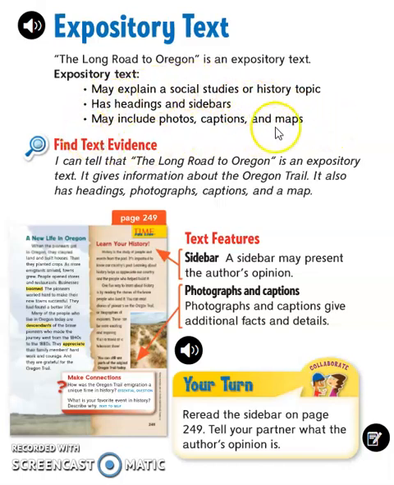Who knows what these things right here are called? You are right, Emery. Those are called text features. Okay, so there are things that help us to understand the story better. Right here on this little section of the page is a sidebar. Okay, so the sidebar isn't totally part of the story. It's just something extra that they added in. And it can give the author's opinion. Photos and captions, right here's the caption, also can help give us additional facts and details. So expository text is true stories, and they have these text features that can help us out.